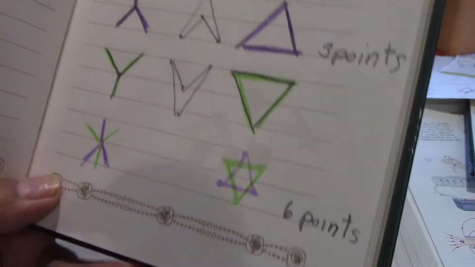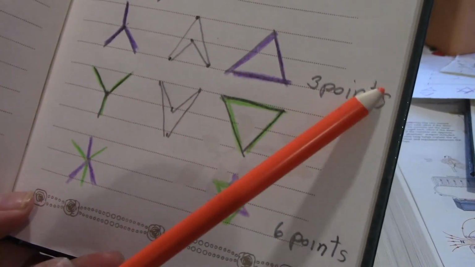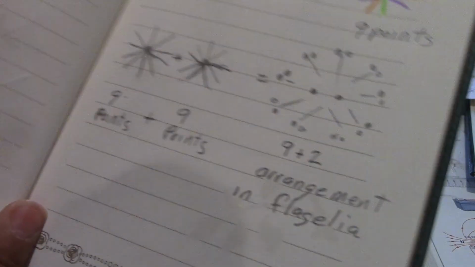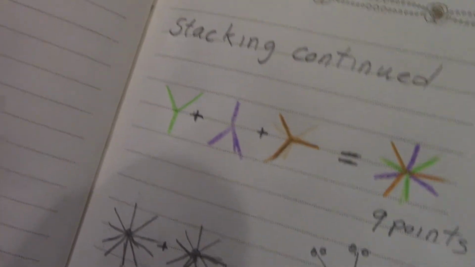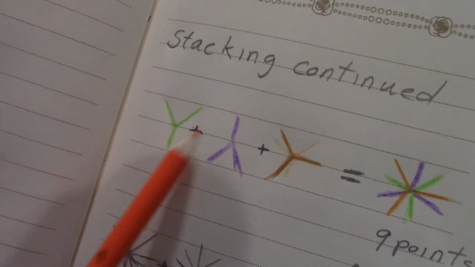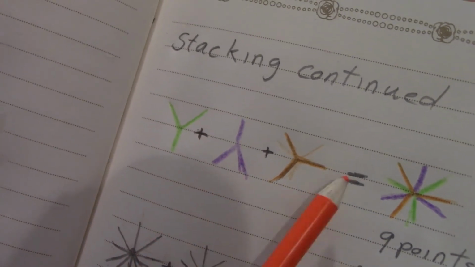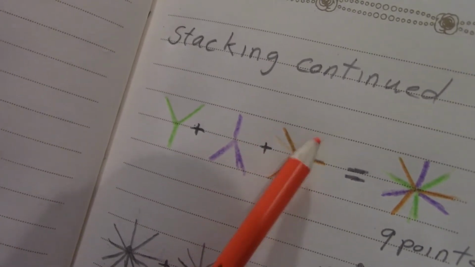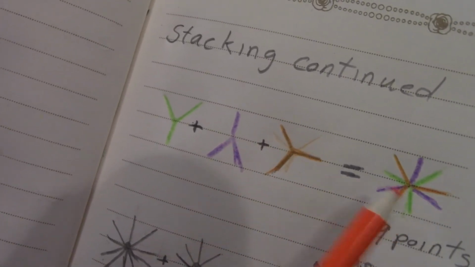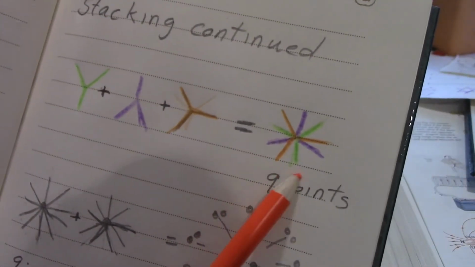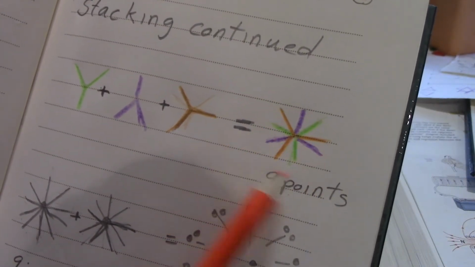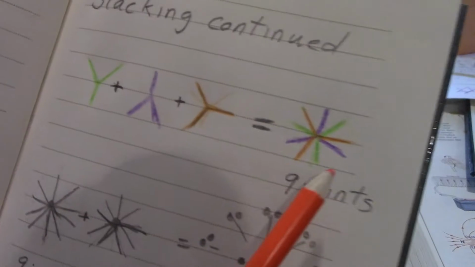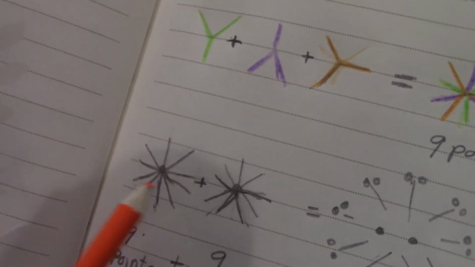Okay, so let's just do one more stack. So we have the 3, 6. We're going to stack one more to a 9-pointed star. So we have the Y, we have the upside down Y, and now we're going to stack a third one coming in from the side. I apologize, I kind of messed up there. But as you can see, once we stack them, they're going to be a 9-pointed star. Okay, just keep that one in mind. And I know these don't look the same as that, but I just couldn't do it with pencil.